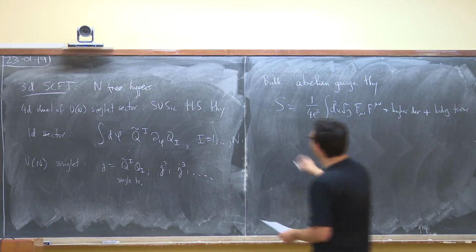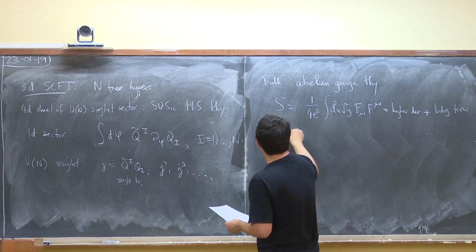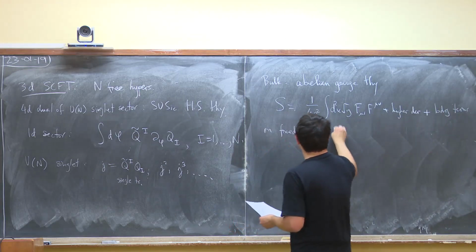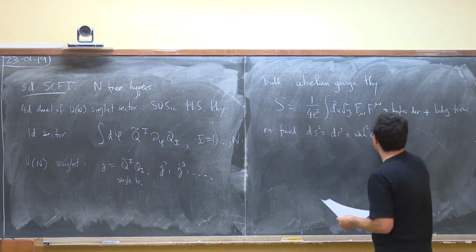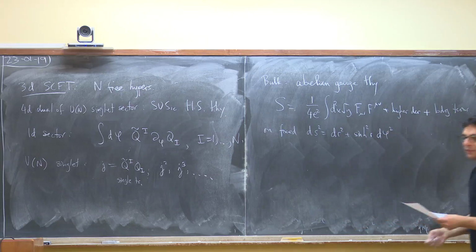On a fixed metric. So the metric is dr squared plus, I can take it to be, sinh squared r dφ squared. That's somehow the AdS fact metric, that Maxwell theory in 2 dimensions is empty, reflecting the topological nature of the bulk.